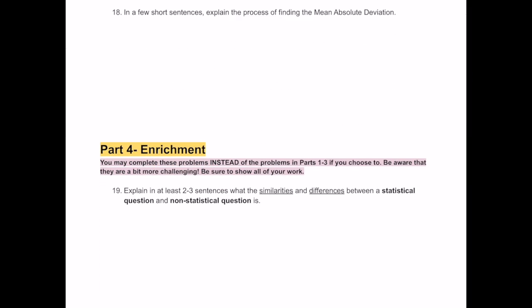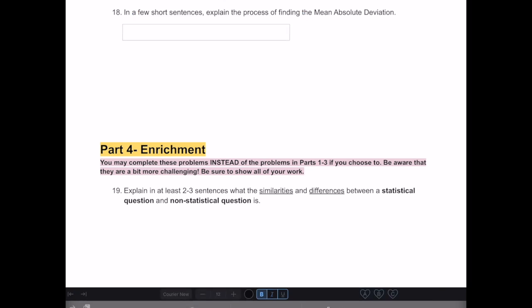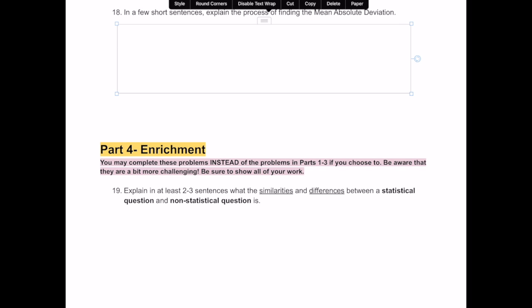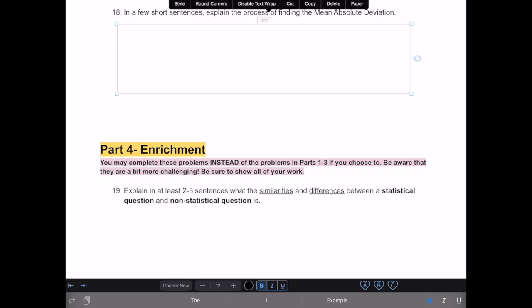All right, and let's check out the last problem that's before enrichment. In 18, it says, in a few short sentences, explain the process of finding the mean absolute deviation. Okay, so here's a little text box. Let me type this one up as well. Let's kind of summarize this.